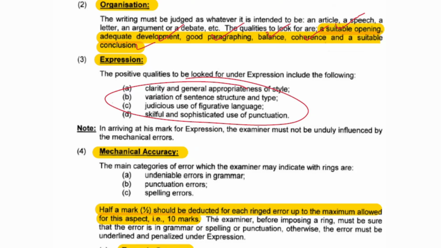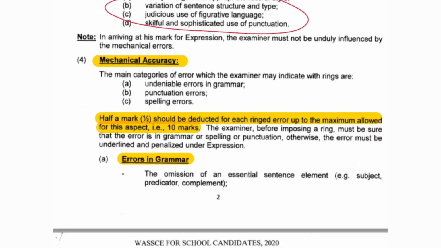Now, this is the very, very important aspect that we are getting to, talking about your mechanical accuracy. The main categories of error that they will need to indicate are errors in your grammar, errors in your punctuation, and errors in your spelling. For each error, half a mark will be deducted up to 10 marks. So half a mark to make 10 marks will mean that you make 20 mistakes, and that will be 10 marks that you are going to lose. So they are giving a leverage of 20, but for students out there, you are not even aiming or trying to make any mistakes. So you should actually write in such a way that you master your mechanical accuracy, as we are going to be highlighting now.